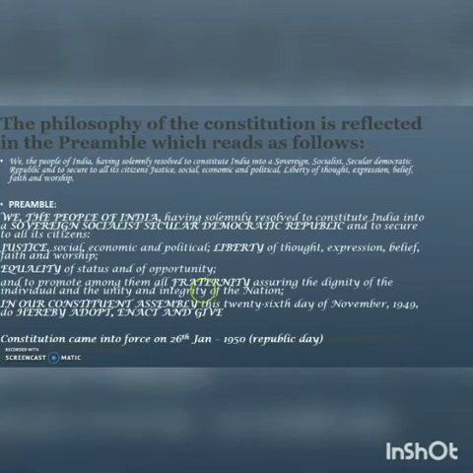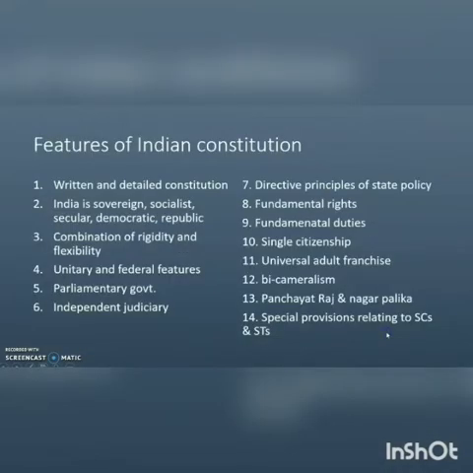And apart from all this, with the philosophy and the principles in the preamble, the constitution came into force on 26 January 1950. That is when we celebrate Republic Day. So is everybody clear with the philosophy and the preamble? Let us discuss the features.